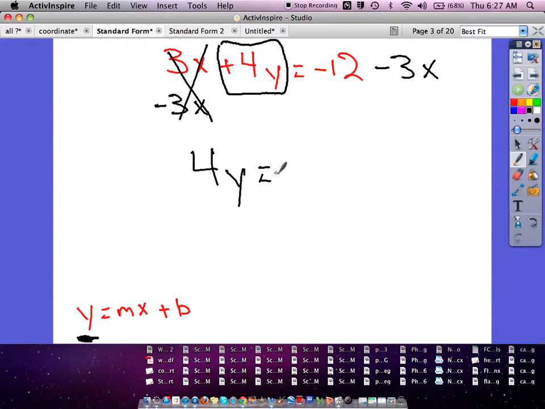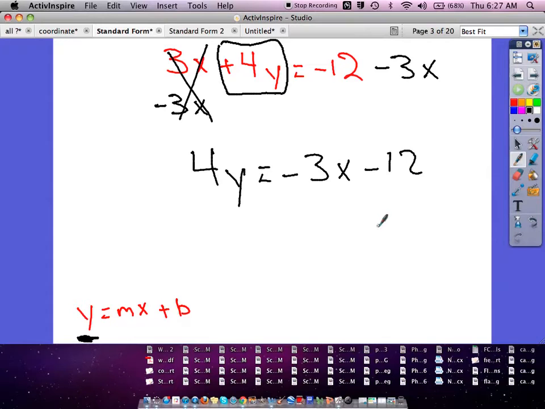4y equals, and I'm actually going to put this minus 3x first because we want our slope. I think it's easier if it's first in our equation rather than having the y-intercept first, just because that's what you're used to. So I'll just put negative 3x because that's negative, and then I'll just put my minus 12 there. Okay, we're almost done.